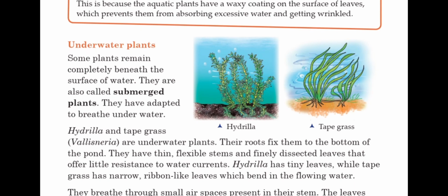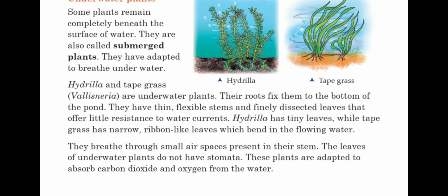Underwater plants. Some plants remain completely beneath the surface of water. They are also called submerged plants. They have adapted to breathe underwater. Hydrilla and tape grass are underwater plants. Their roots fix them to the bottom of the pond.